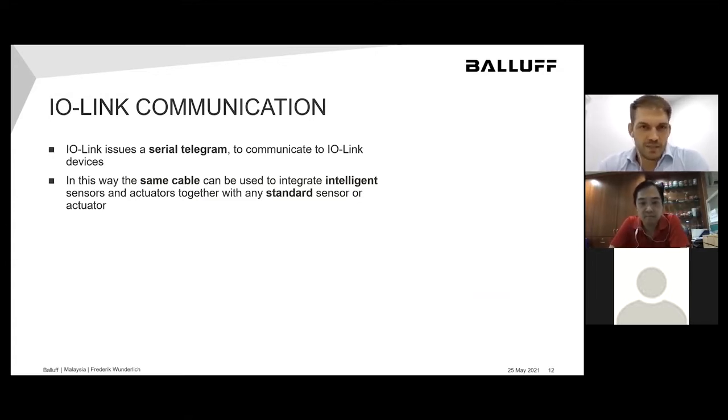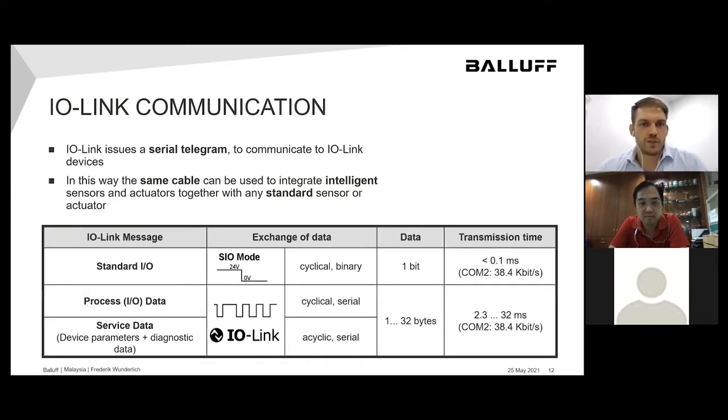To understand this a bit better, I've created this table. On the first line, you can see standard IOs, inputs and outputs. As you know, standard input output is 24 volt, basically on or off, and it's basically 1 bit of data, which comes in a cyclical time pattern, and the transmission time is quite short. This standard signal is still included in IO link, it's also covered.